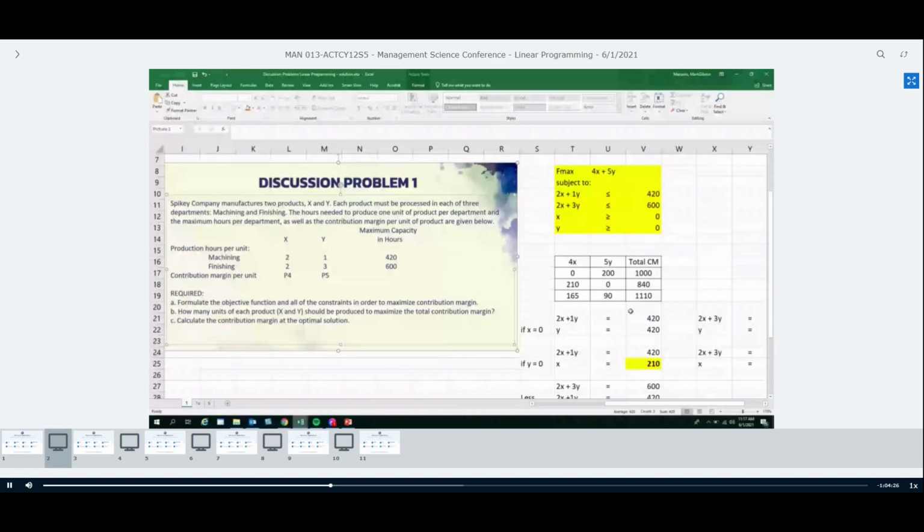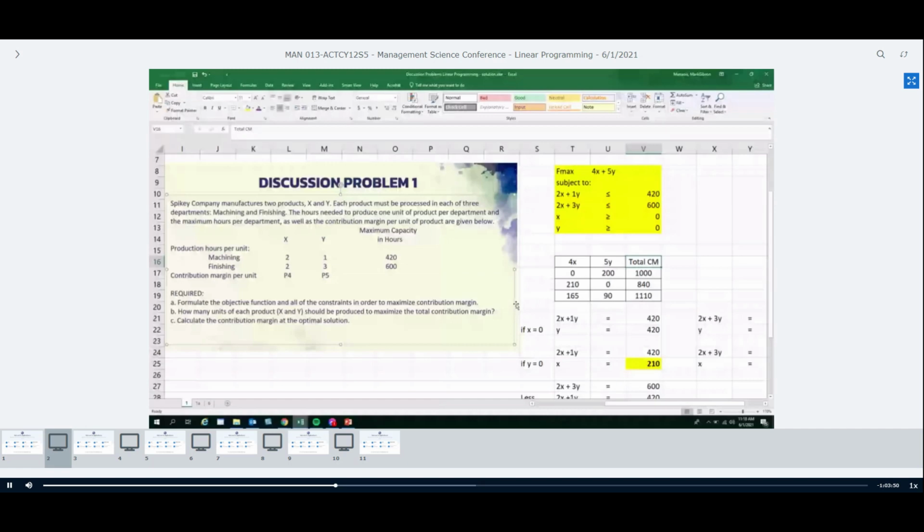So, in this case, ang ginawa ko is, naglagay muna ako ng table using our objective function. Di ba, 4x, that's 4 contribution margin per unit of X, plus 5y, 5 contribution margin per unit of Y. Siyempre, ang result ng dalawa is your total contribution margin. And again, ang pinag-uusapan natin dito is yung maximum total contribution margin.